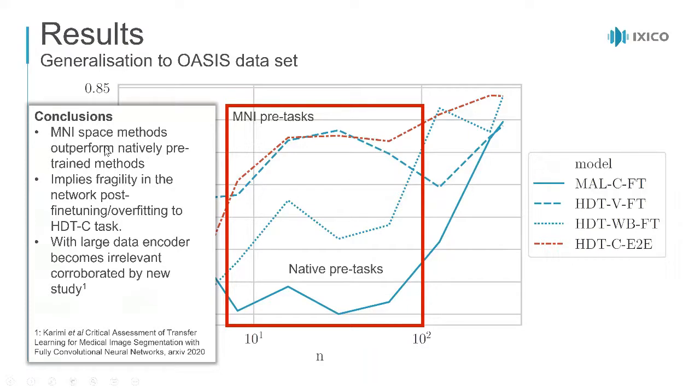So we can conclude that the MNI methods are outperforming natively trained methods. And it looks like the larger the data set, the encoder becomes irrelevant, and the model is actually learning a completely new distribution of weights.